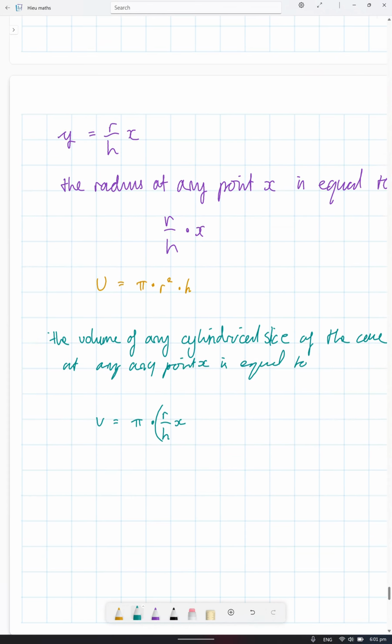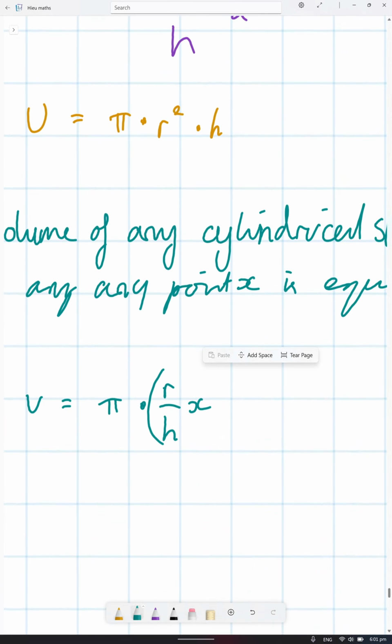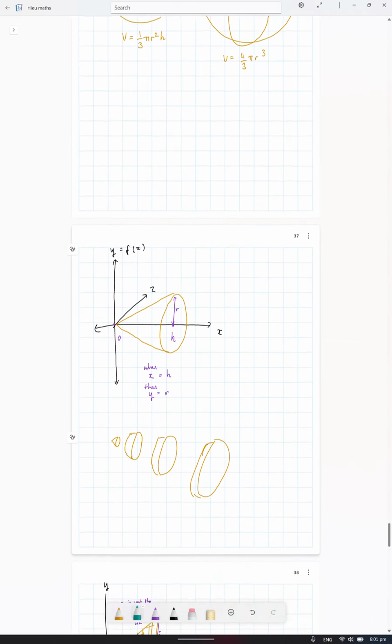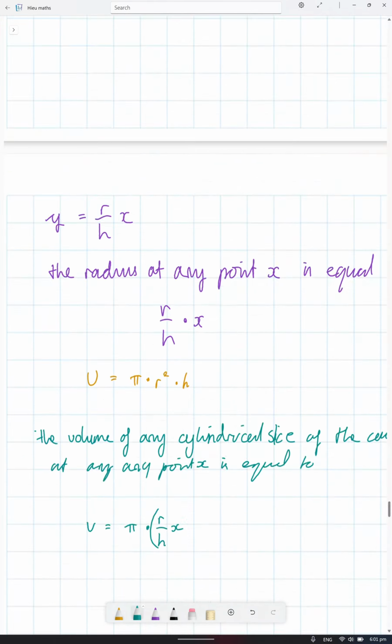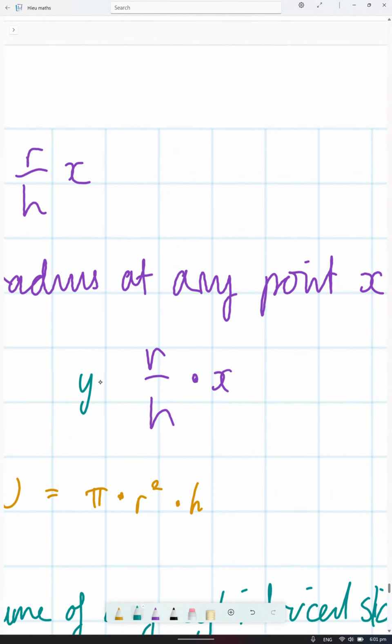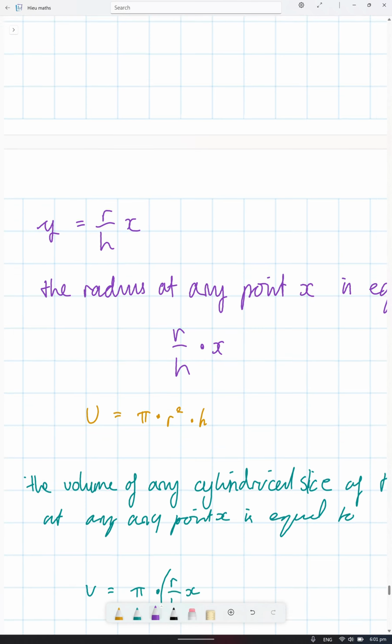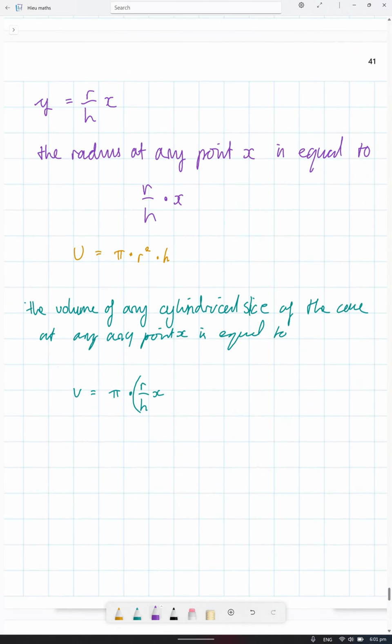And remember that this r is the big radius at the end of the cone. This r denotes the radius here. And technically this is just y. Y is equal to the radius at any point because it's the height of the graph at that point. Okay. So we need the radius at any point.